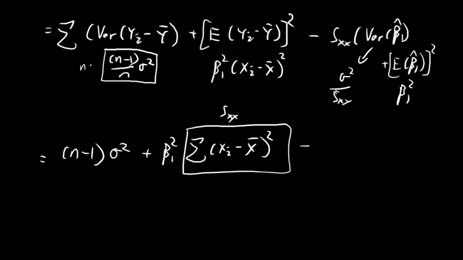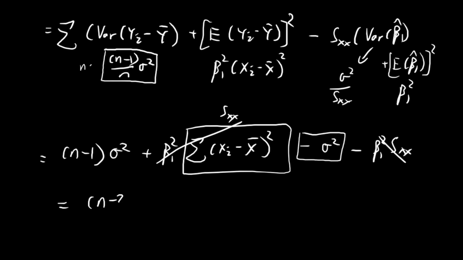And here we have minus s double x times this expression. So it just cancels out with the denominator, so we just have sigma squared. And then here we also have beta 1 squared times s double x, and we have minus beta 1 squared s double x. So these nicely cancel out. And then we also have a minus sigma squared. So in the end, we have n minus 2 sigma squared. And this basically concludes our proof.